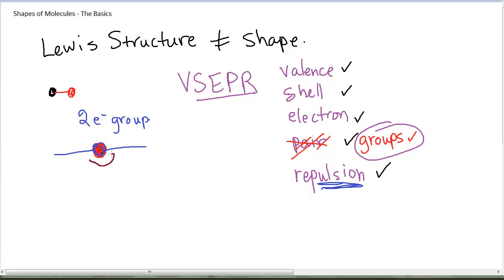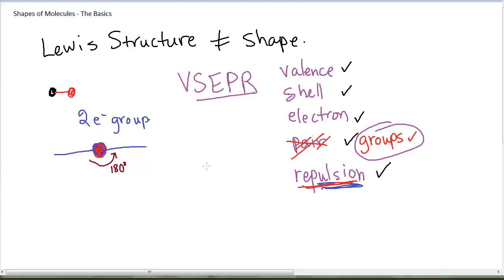The geometry of this is that this is about 180 degrees. Not about 180 degrees, it's 180 degrees. Remember that a circle is 360, and so this would be 180 degrees from each other. And this is how 2 groups will get as far away from each other as possible because of their repulsion.